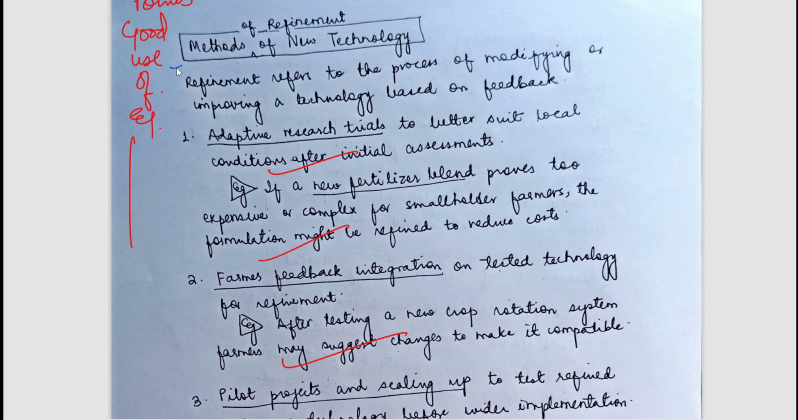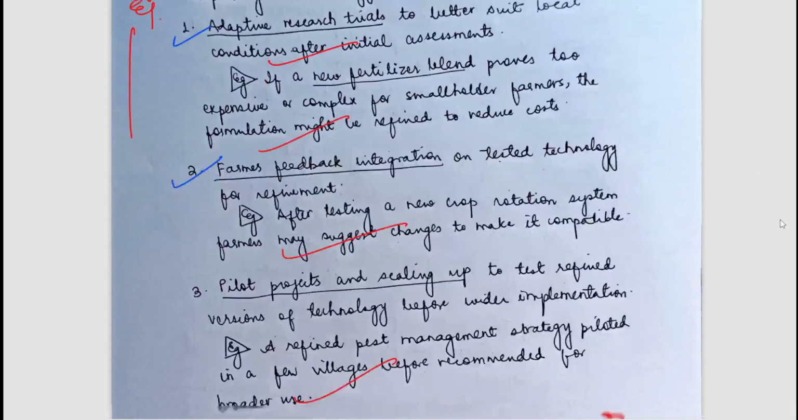How can we refine? Obviously, similar points would be there, that is adaptive research trials. We will do various trials, various field trials. We will see how the farmers are adopting it, and whether there is any problem for farmers in analyzing and maintaining that technology. Everything needs to be evaluated. Farmers' feedback is very important.